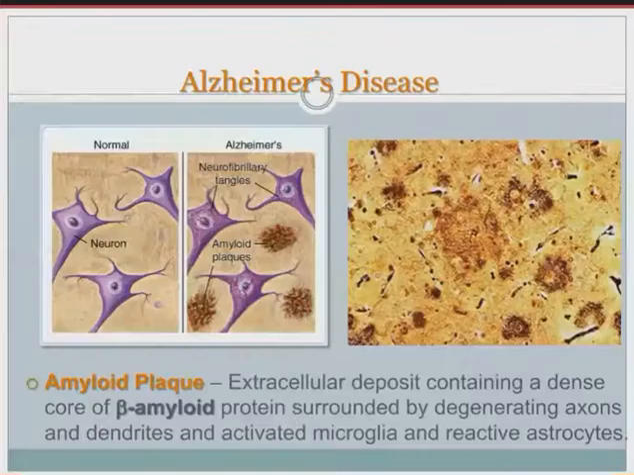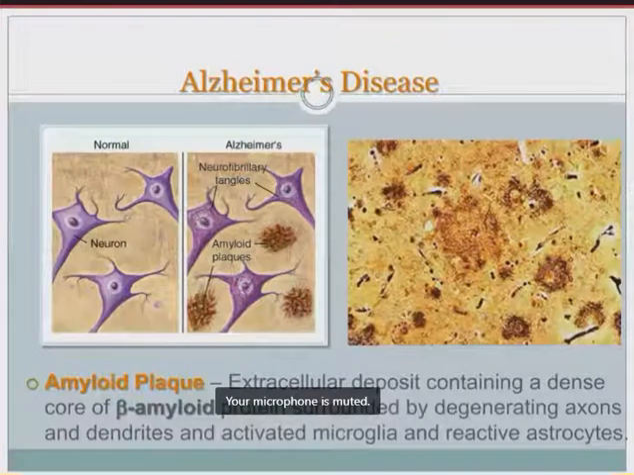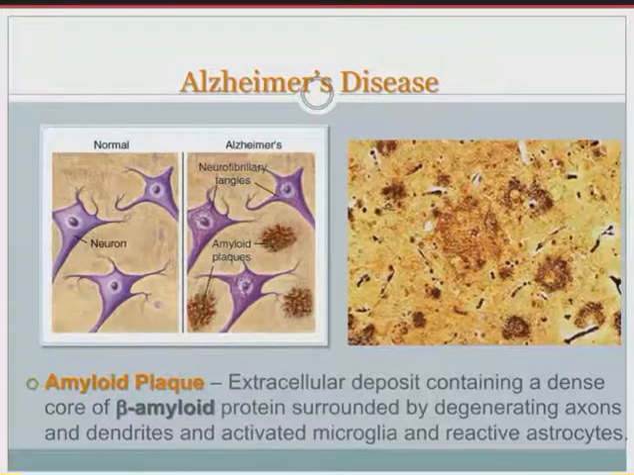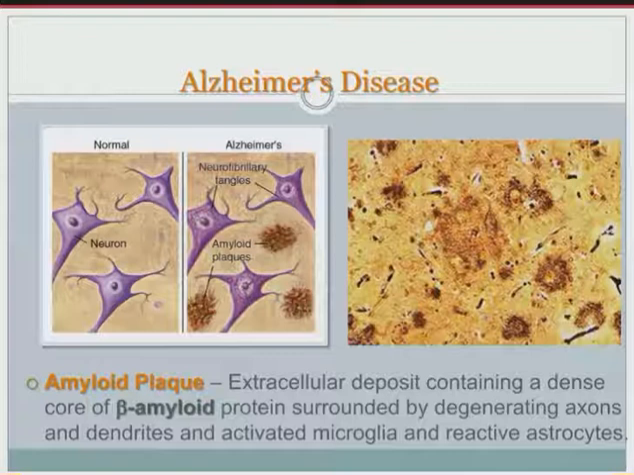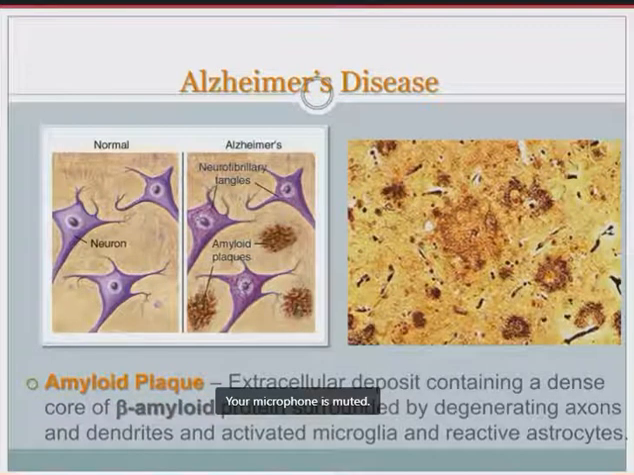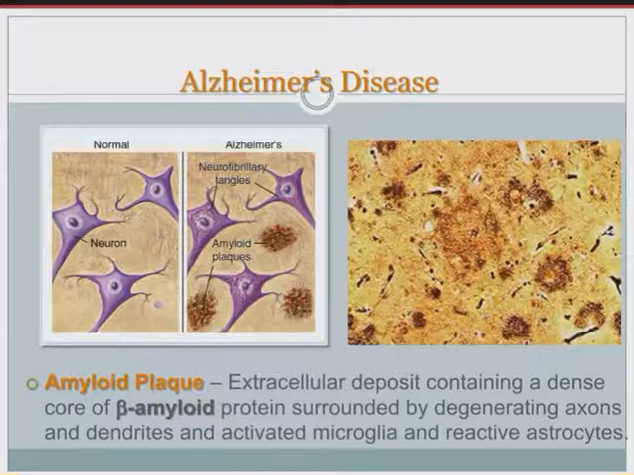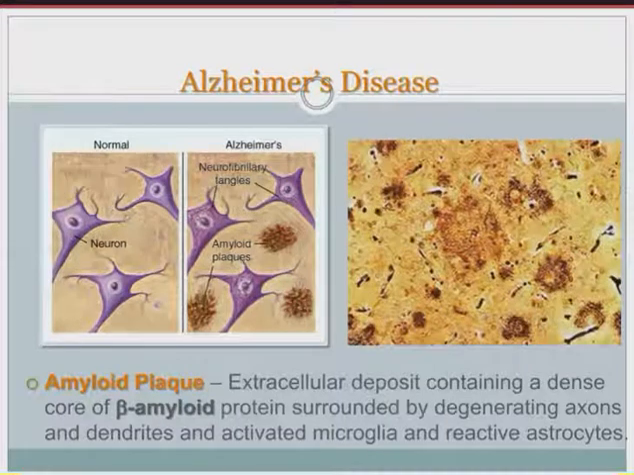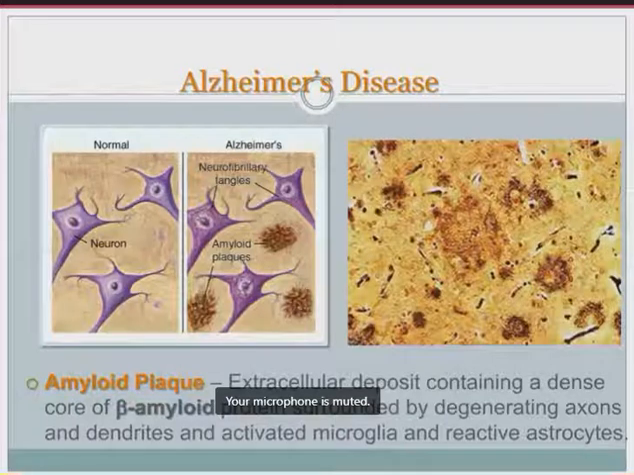So this is the figure; the first figure is the normal. You can see the neurons in the second figure. Within the neurons, you can see filamentous-like structures. These are the neurofibrillary tangles, and in the extracellular areas outside those neurons, you can see deposits. These are the spherical deposits, the amyloid plaques.